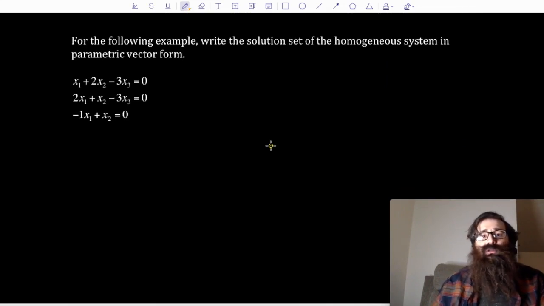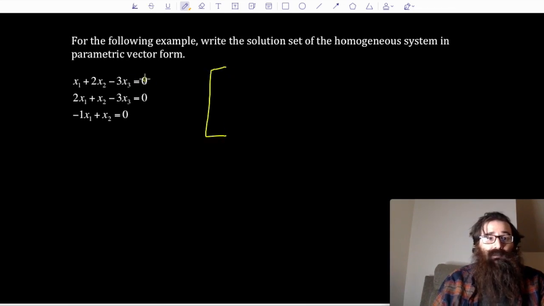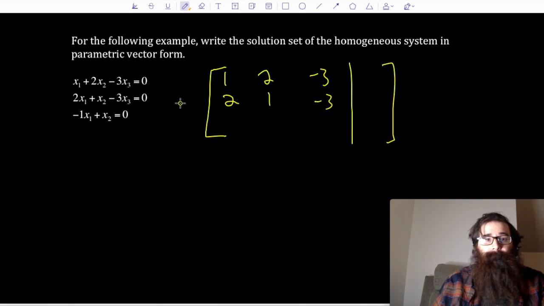I want to find the solution set of the homogeneous system, and I want to build that solution in a parametric vector form. And let's start just by building our matrix equation, right? We need that first. So my coefficient matrix for this first row should be 1, 2, negative 3. I'm going to augment this, so I'll leave some room for that later. Second row should be 2, 1, negative 3. And then this third row, I got to be careful because x3 is missing, so negative 1, 1, 0. And all of these are equal to 0, so augmenting with the 0 vector.